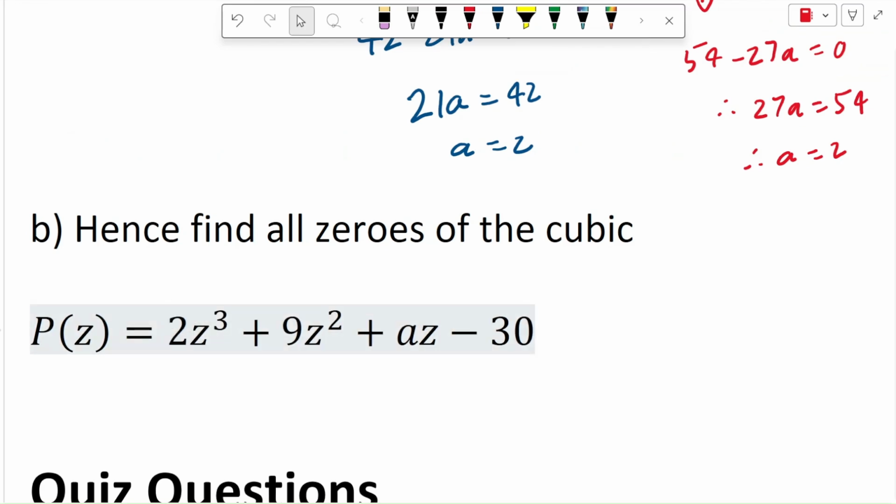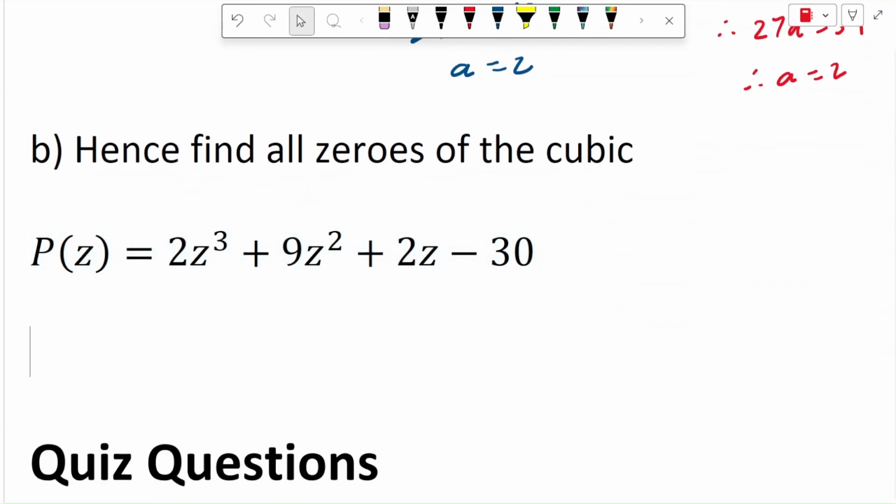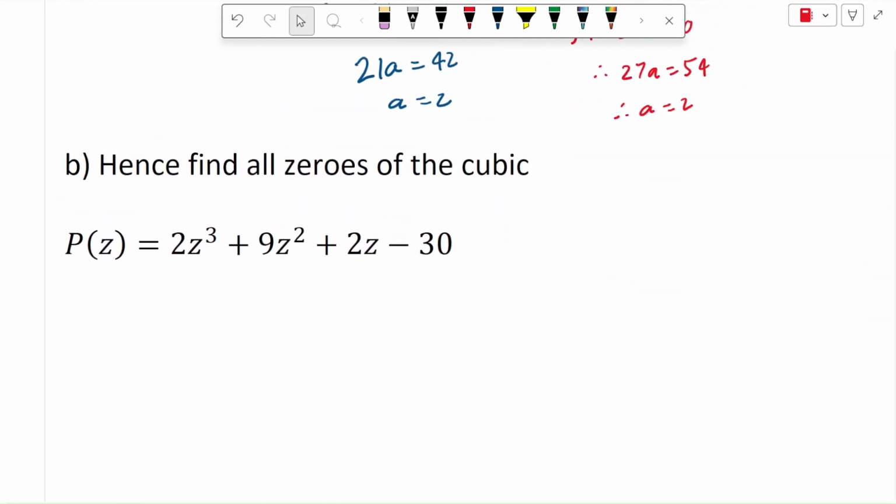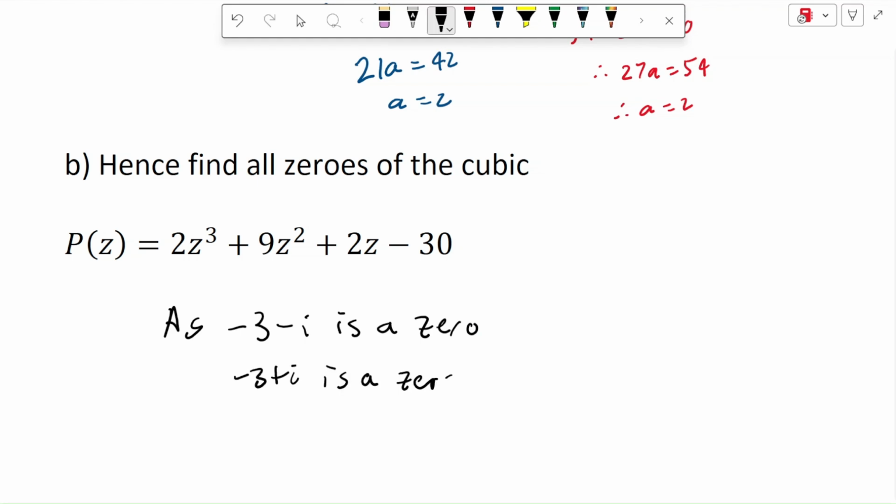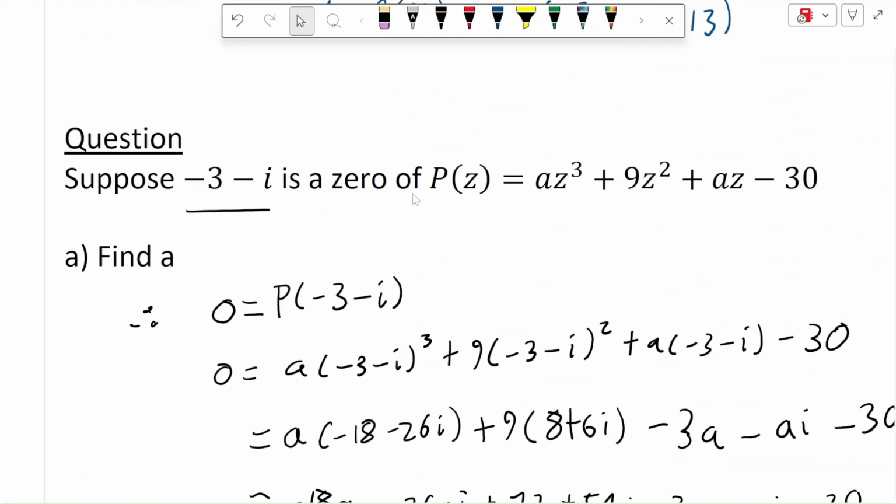So that will be 2z cubed and 2z. And we want to fully factorize it. So as -3 take i is a 0, -3 plus i is a 0. Let's check that with the right ones. Yes, they were.